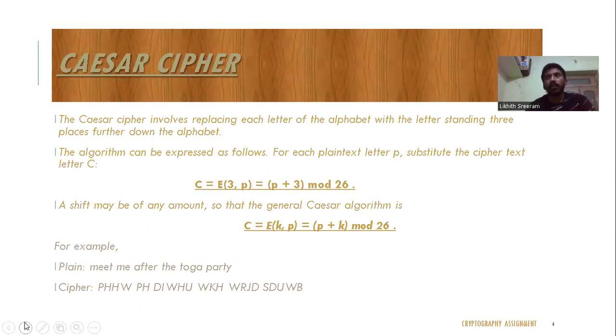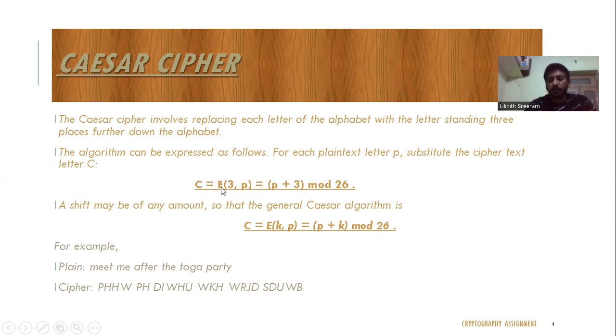So I told the number of cipher techniques, like Caesar cipher. This cipher term was introduced by Julius Caesar. If we come to talk about Caesar cipher, the Caesar cipher involves replacing each letter of the alphabet with the letter standing three places further down the alphabet. The algorithm can be expressed as follows. For each plain text letter P, substitute the cipher text letter C. C is equal to cipher text.